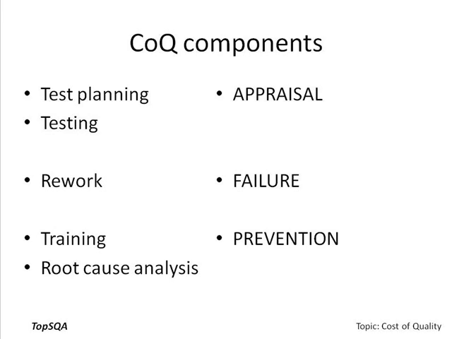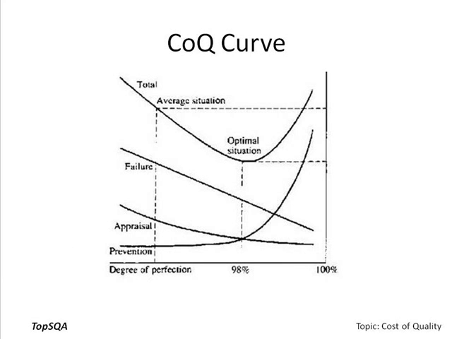And there is some interesting statistics that says that a small increase in prevention cost really helps to reduce the appraisal and failure cost. It's just like the U curve. There is an optimal point at which the prevention, failure, and appraisal cost curves meet, so as to give you the most optimal cost of quality.